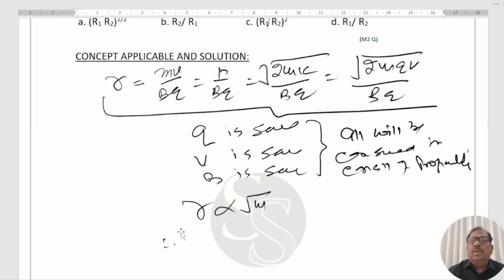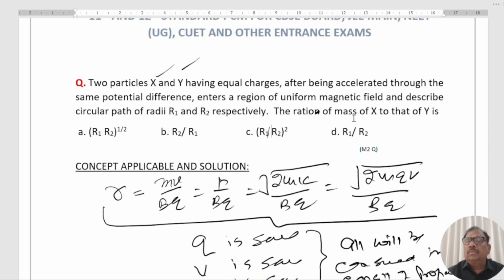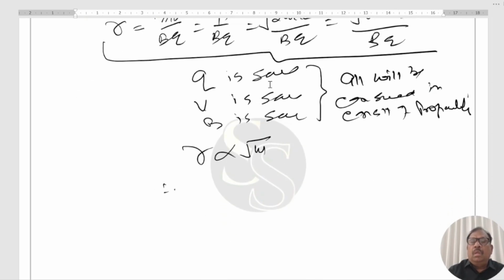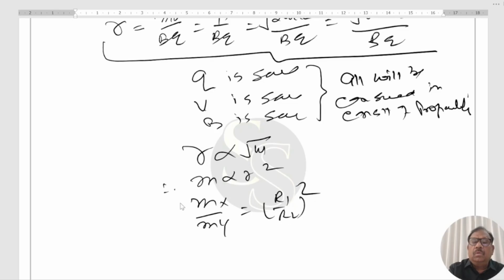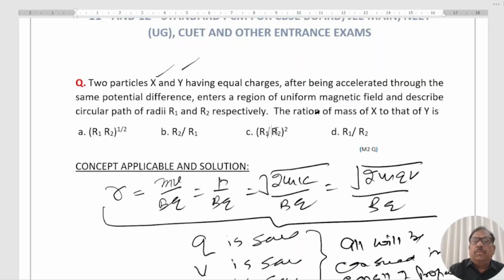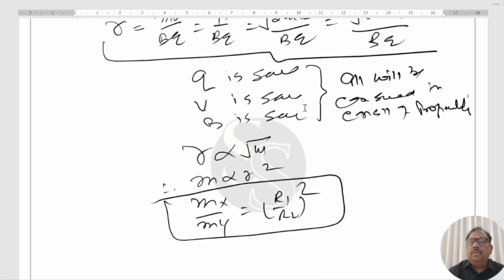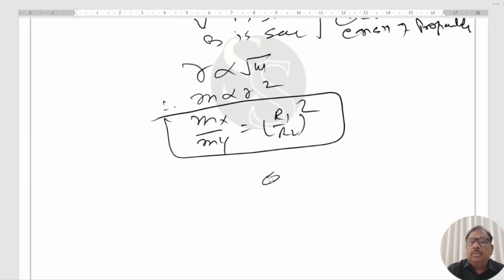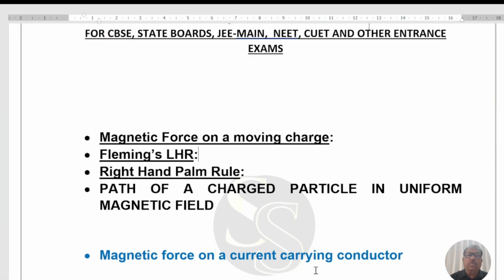Therefore, m is proportional to R squared. Mx over My equals R1 squared over R2 squared. This is the answer. Check: option C is correct.